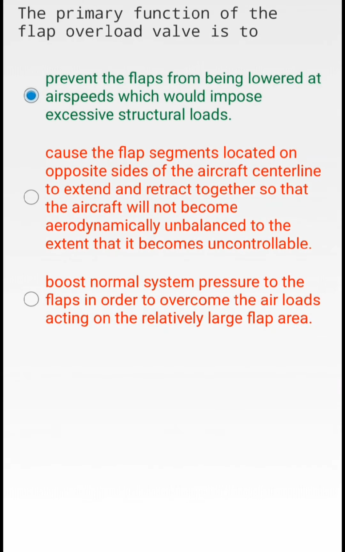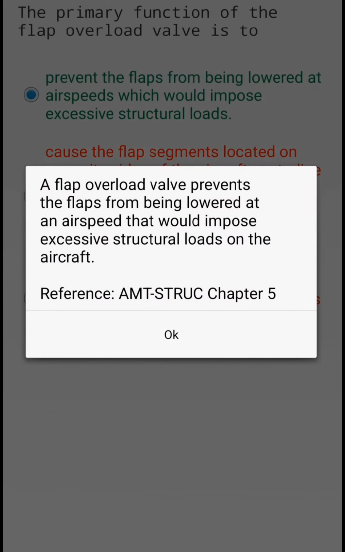The primary function of the flap overload valve is to prevent the flaps from being lowered at airspeeds which would impose excessive structural loads. A flap overload valve prevents the flaps from being lowered at an airspeed that would impose excessive structural loads on the aircraft.